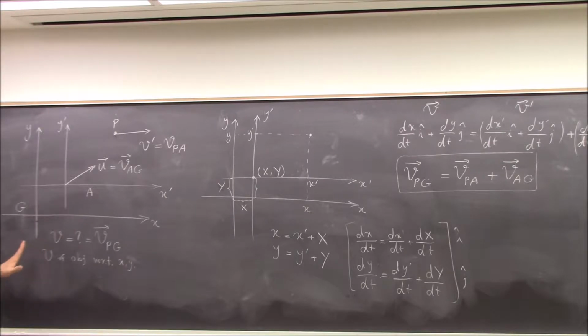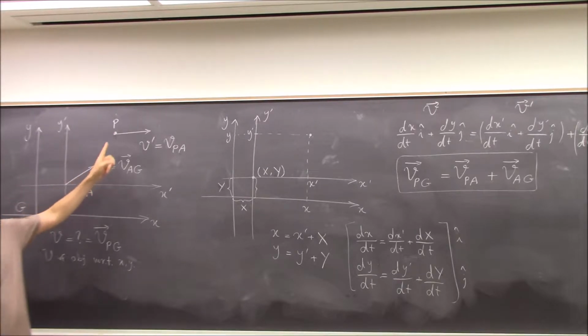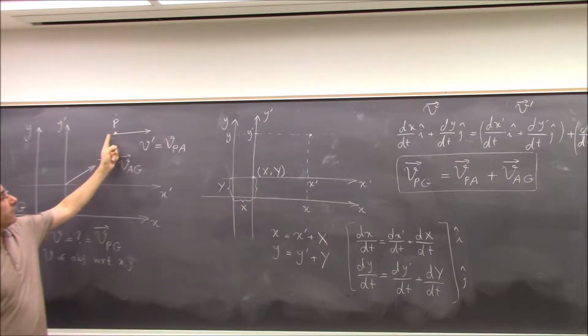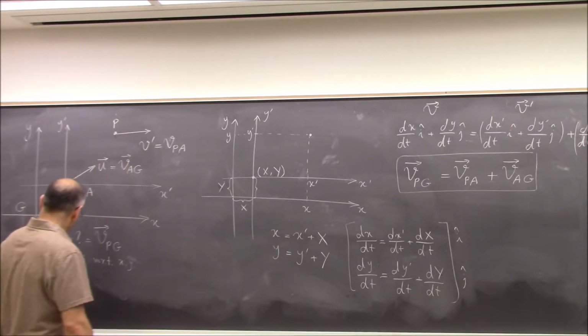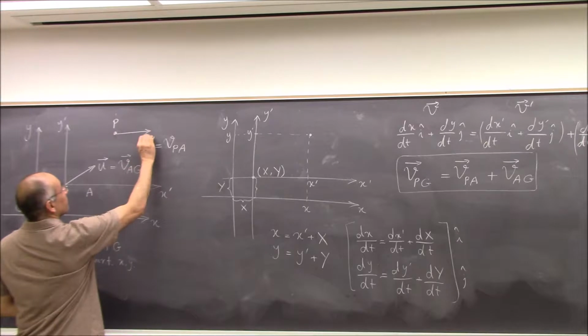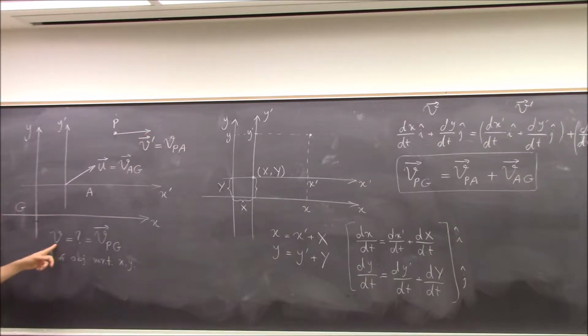For relative motion, usually we have an xy coordinate system which is fixed. Another coordinate system is moving with respect to that one with velocity u going in some direction. And there's an object that's going at the velocity v prime with respect to the moving coordinate system. The question is, what is the velocity with respect to the stationary coordinate system?